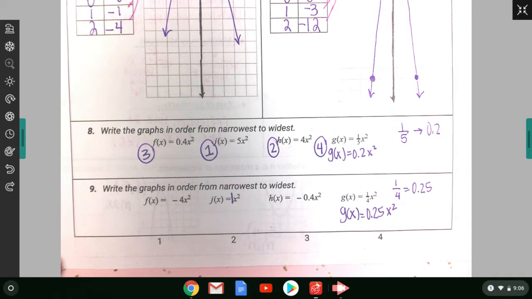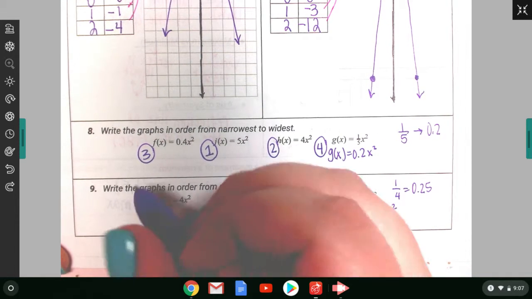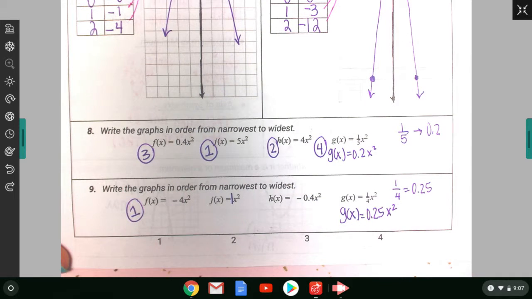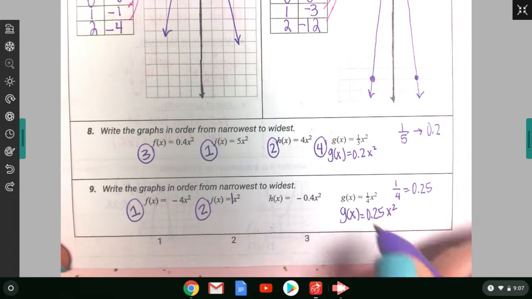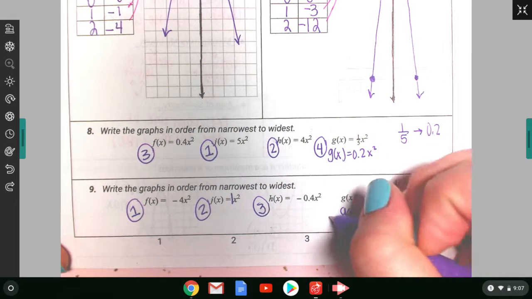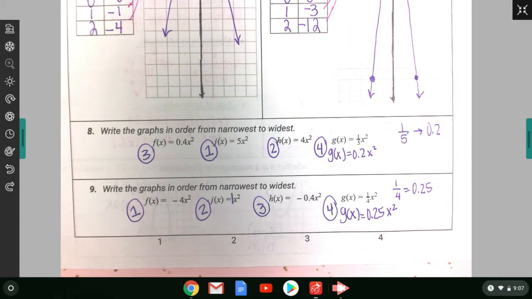So biggest number you see, regardless of the negative, is here. So that's first place. Next biggest number would be the 1, second place. The next biggest number would be the 0.4, ignoring the negative, third place. And then last place, so sorry g of x, last place again.